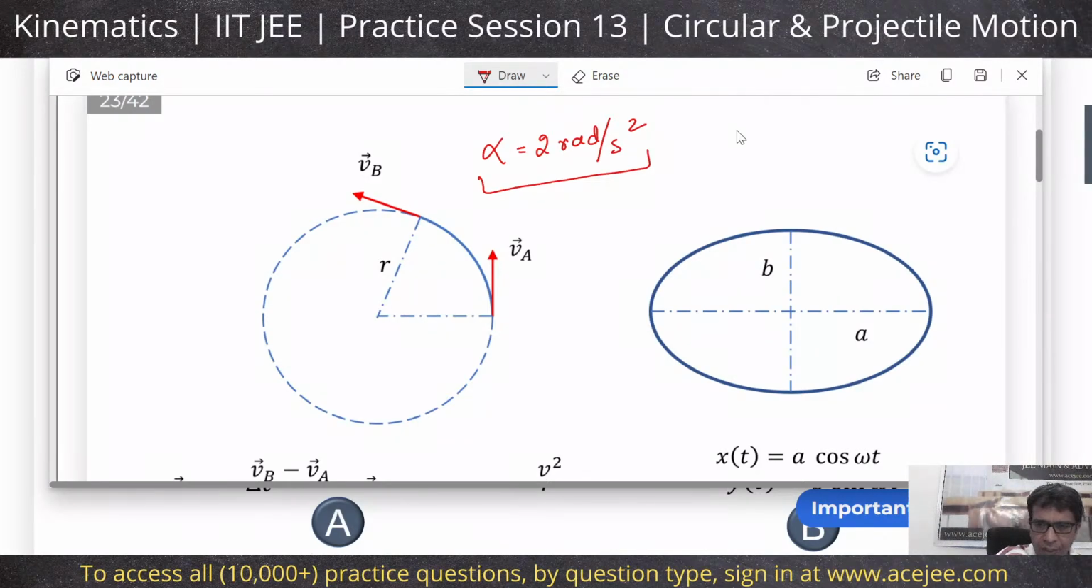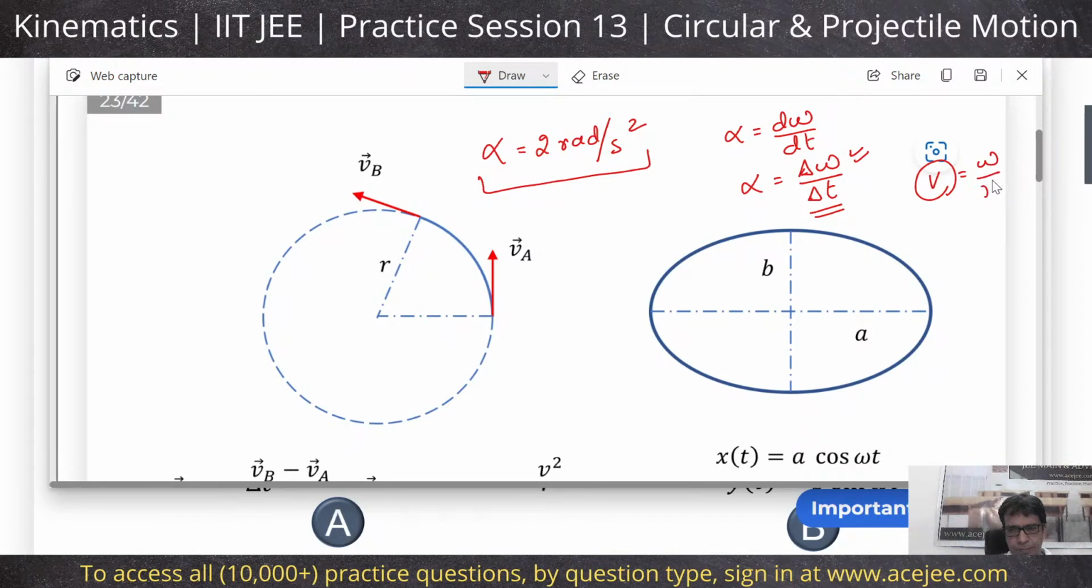Yes, sir. Alpha is d omega by dt. If alpha is constant, then I can write this as delta omega by delta t. By the way, now if omega is changing, then v is also changing now. The linear speed with which it is moving around the circular path is changing now. Because v is equal to omega r, no? Yes, sir. Okay.